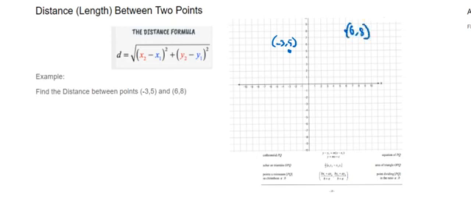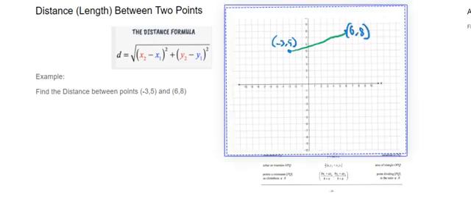So what we're trying to find here is how far it is between the 2 points. So it's the distance, it's like how far that green line is, how far one point is from the other. So just try and think about that. I just wanted to show you, to help you see what you're actually doing here. You're finding how far it is from one point to the other.